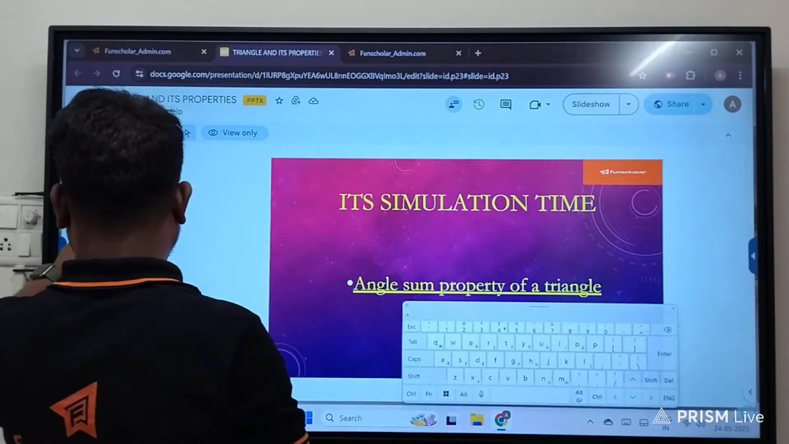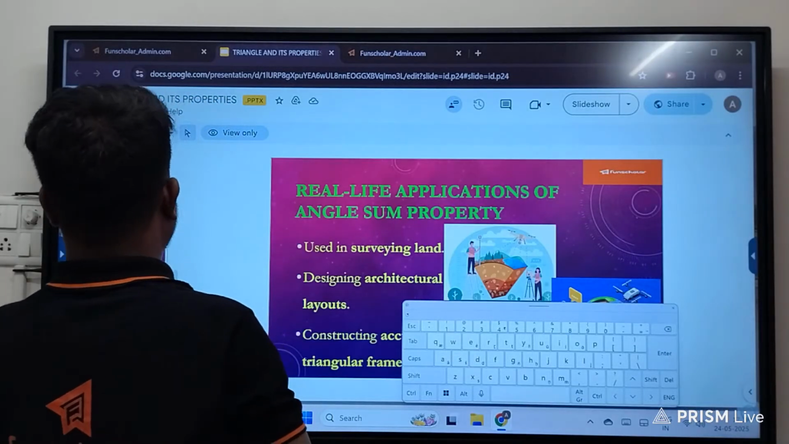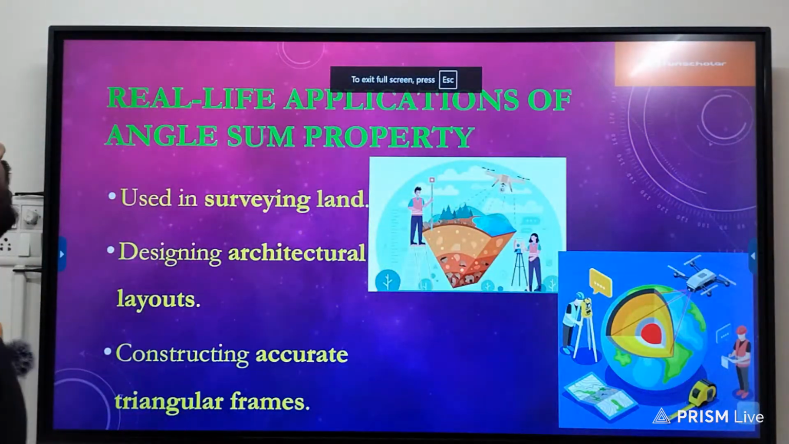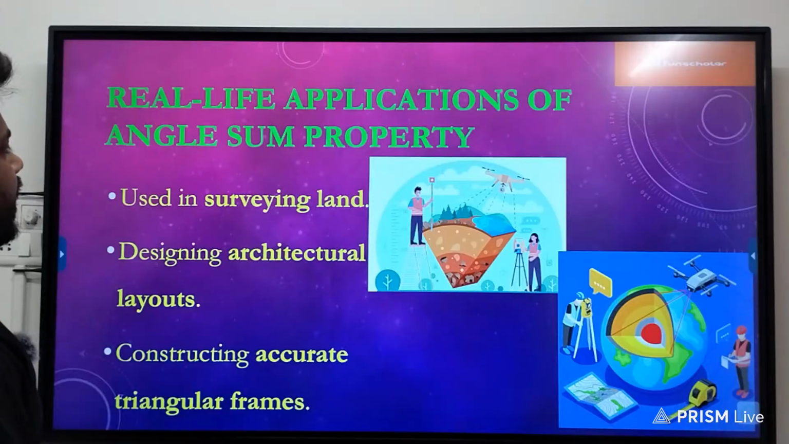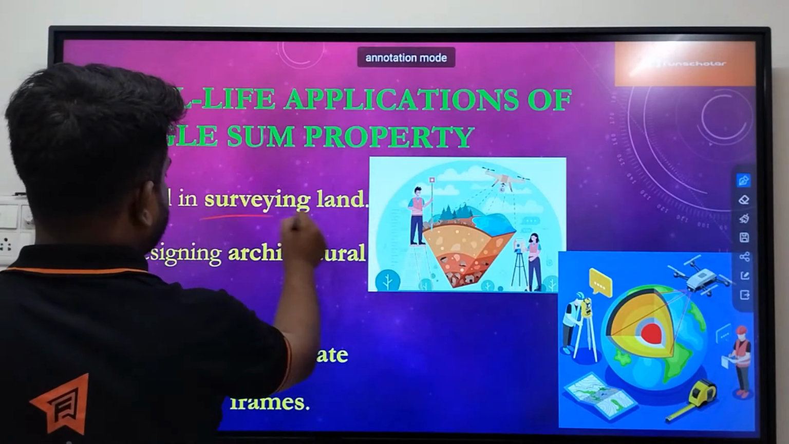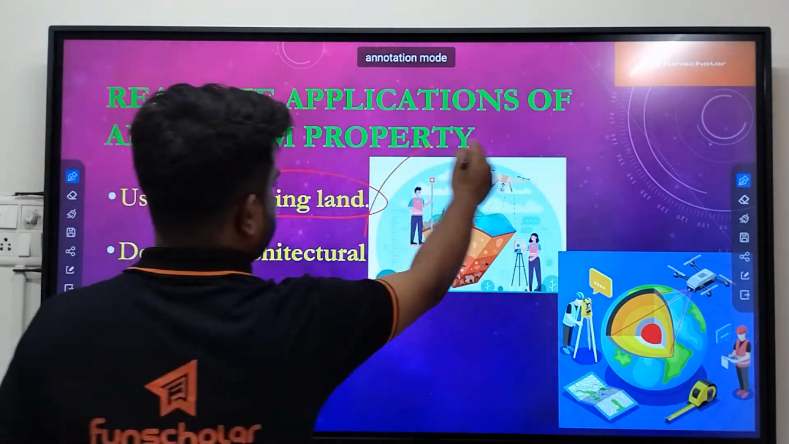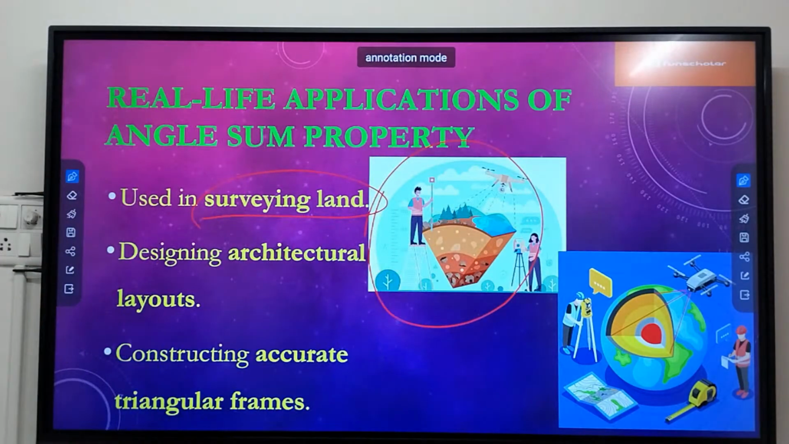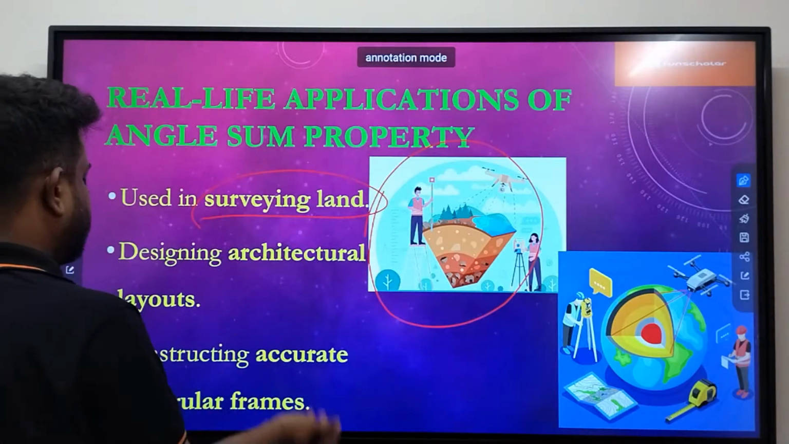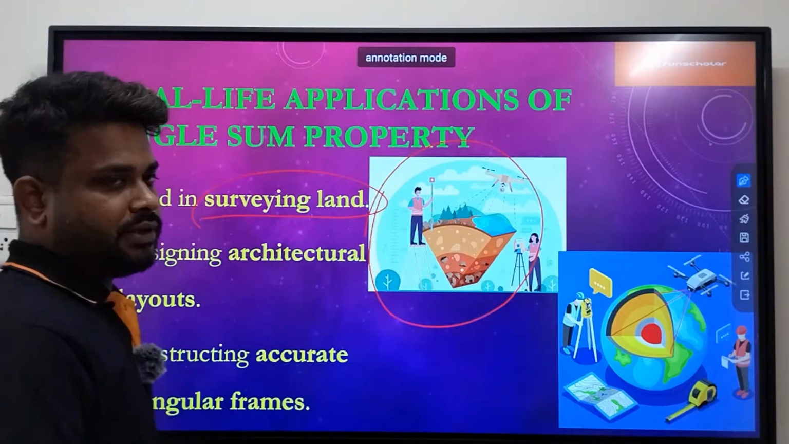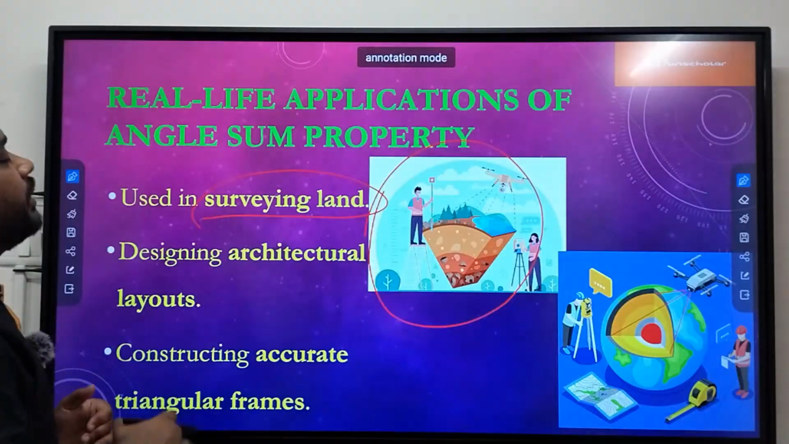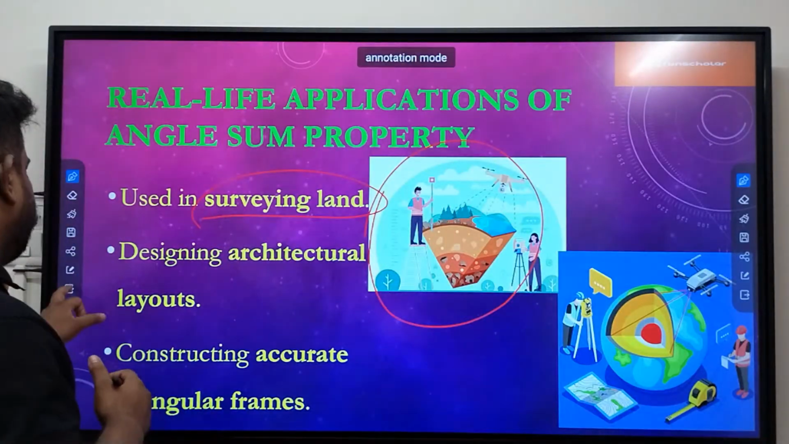So these are all the simulations by which we can showcase all the properties here. Now, real life applications of the angle sum property. It is used in surveying land, obviously, surveying land is an example where the angle sum property is used. Also in designing architectural layouts and constructing accurate triangular frames. These are all examples where the angle sum property is used in real life.